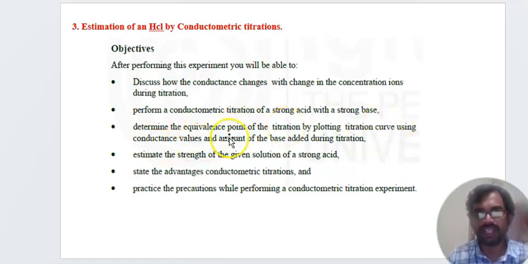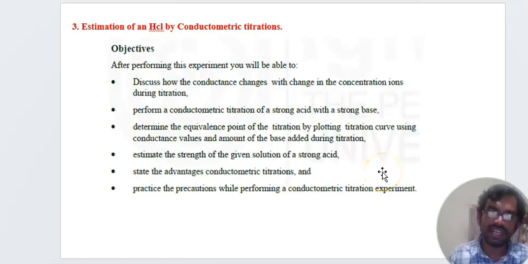So determine the equivalence point of the titration by plotting the titration curve using conductance value and the amount of the base added during titration. So estimation of strength of the given solution of a strong acid, and state the advantage of conductometric titration and the precautions while performing the conductometric titration experiment.